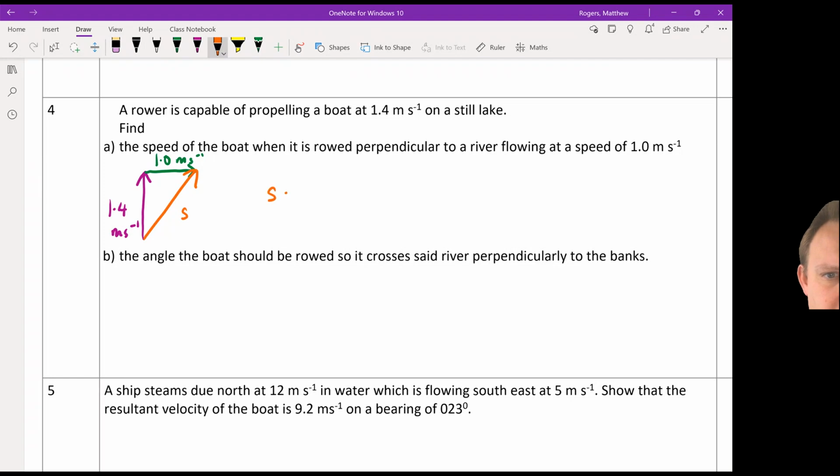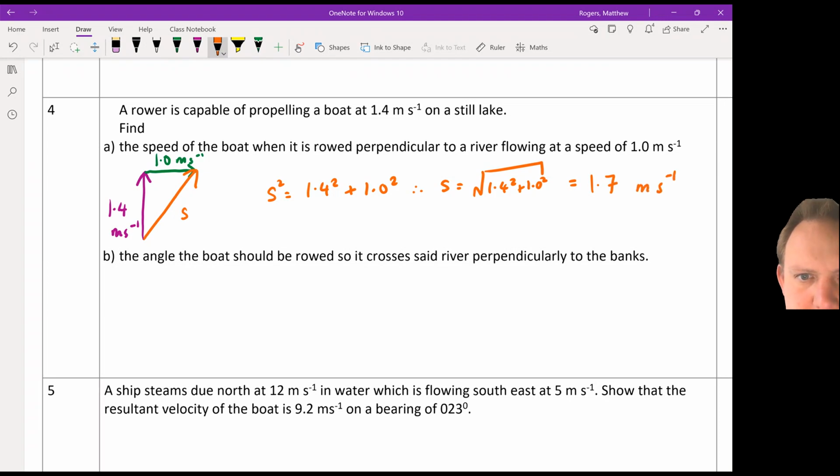Let's call it S. So S squared is equal to 1.4 squared plus 1.0 squared. So S is the square root of 1.4 squared plus 1.0 squared, which is 1.72. What we want is two significant figures, so 1.7 meters per second.